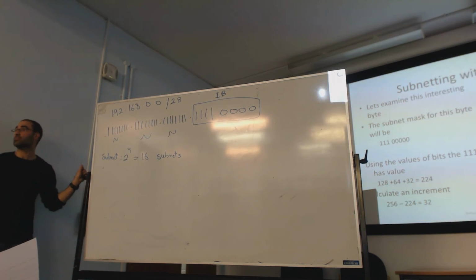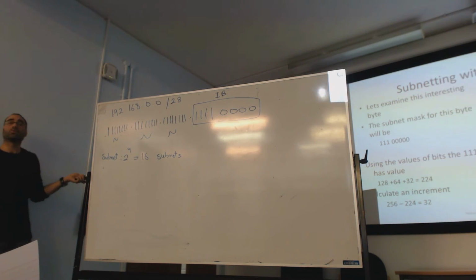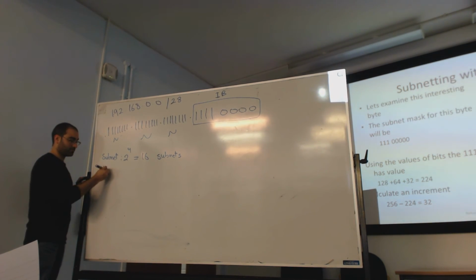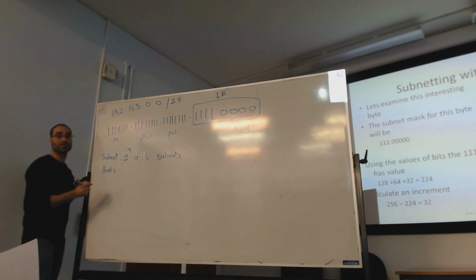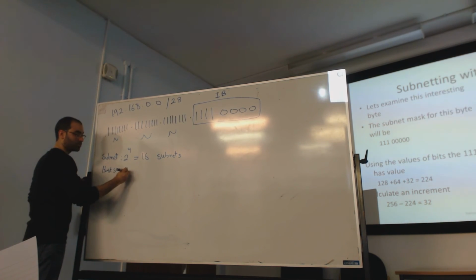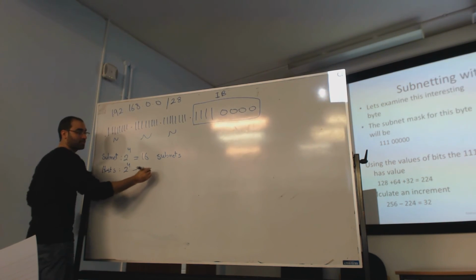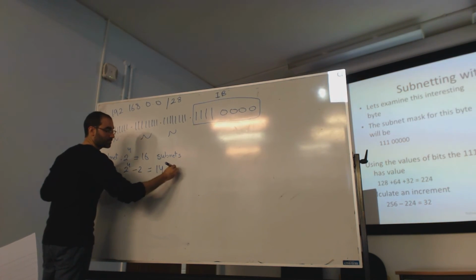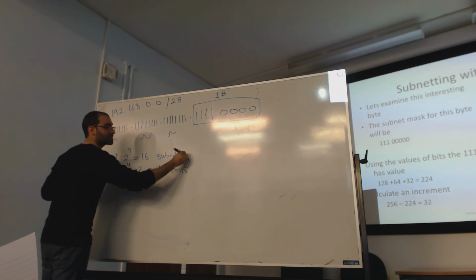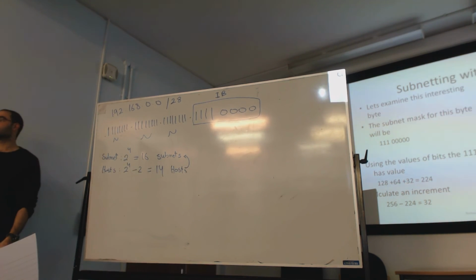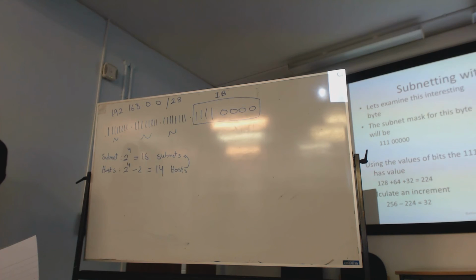Okay? Any questions at the moment? What's the number of hosts? Give me the formula. 2 to the power of zeros, that's 4, minus 2 will give you the number of hosts for each subnet. Is it always minus 2? Yes. Why?